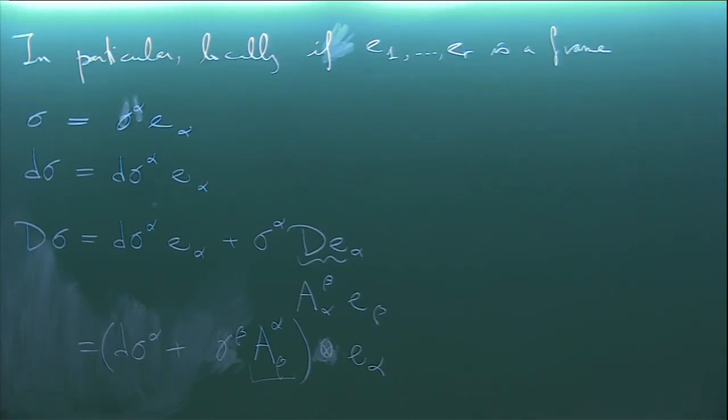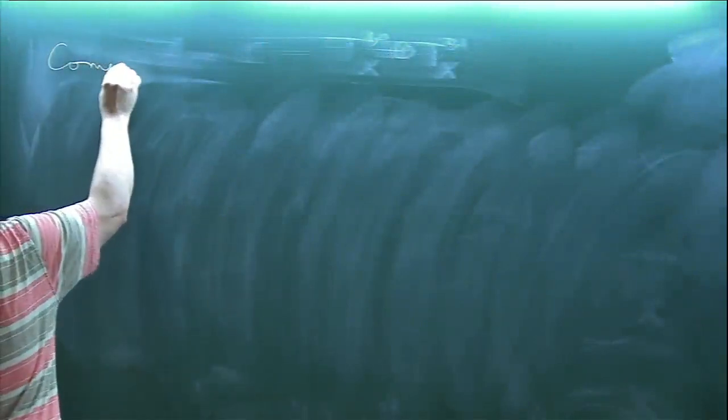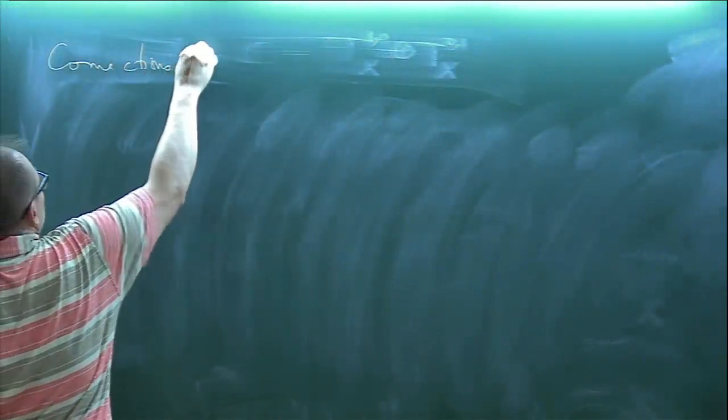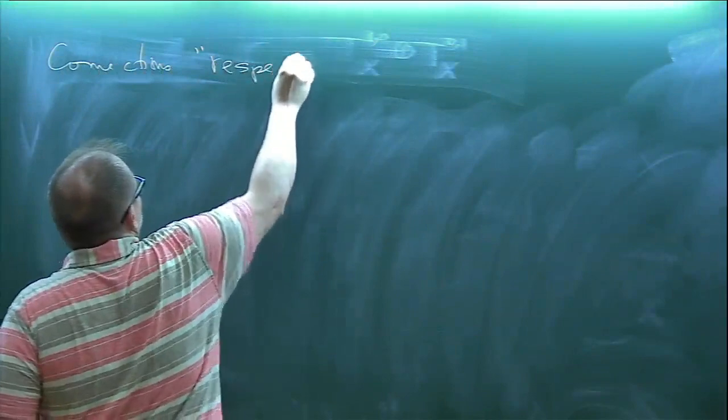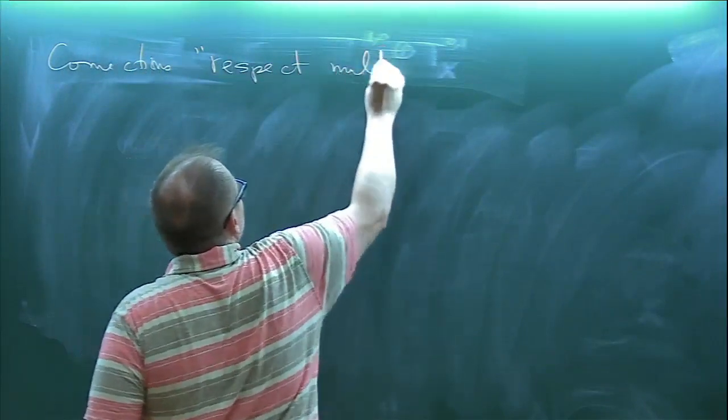So for example, if you've got a connection for a vector bundle, you would like to know, is there a dual connection for the dual vector bundle? Or if you've got two vector bundles and you take their tensor product, is there a natural connection that you get for the tensor product from the two connections for these vector bundles? And the answer is yes. So connections, let's just say it loosely, they respect multilinearity.